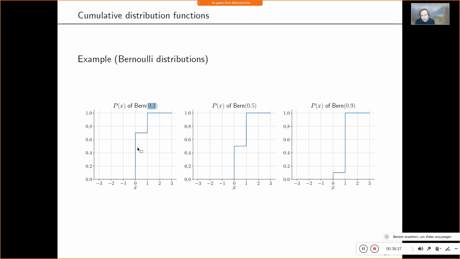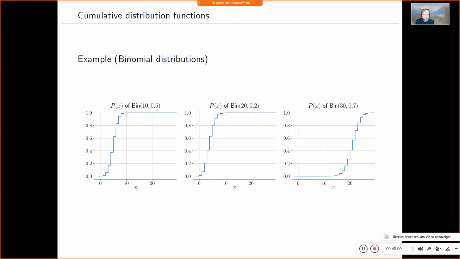So then the probability here for taking on values smaller or equal to 1 is of course 0.7, because the probability for it to take on the value 0 is 0.7, and then again it jumps at 1, because then the probability for it to take on values smaller or equal to something larger than 1 is 1. And this shows CDFs for other settings of the parameter.